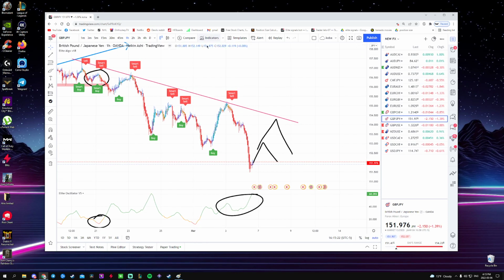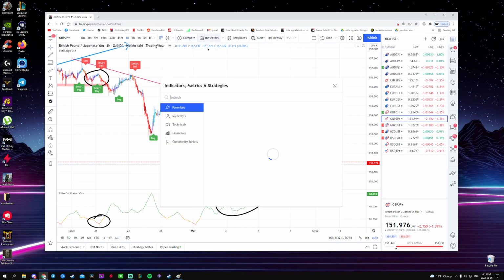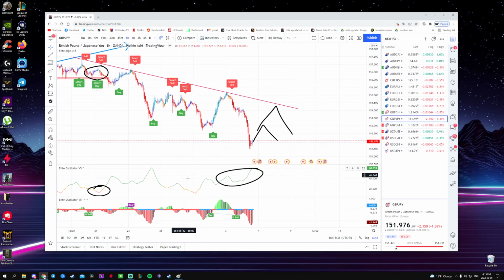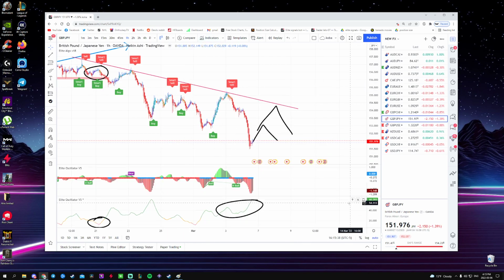Now, what I also like to do is, because we can have up to 3 indicators on the chart for the free TradingView, I go back into my indicators, and I'm going to have another oscillator. Now, why? I'll show you why.